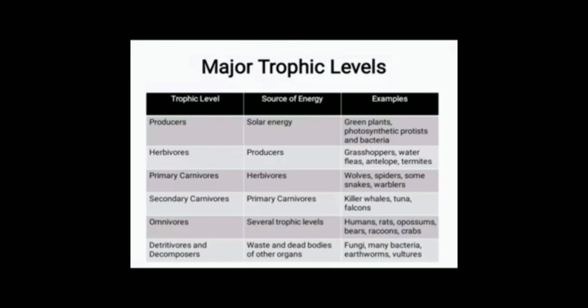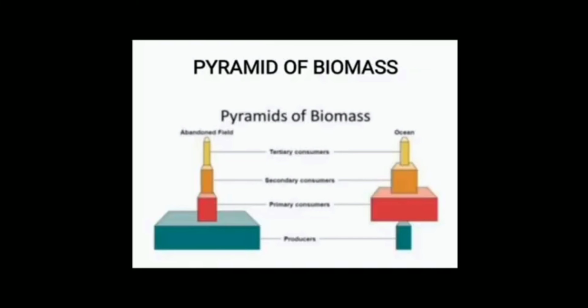Omnivores occupy several trophic levels: humans, rats, opossums, bears, raccoons, and crabs. Detritivores and decomposers feed on waste and dead bodies of other organisms: fungi, many bacteria, earthworms, and vultures. Type of pyramid, biomass: abandoned field and ocean. The producers of the ocean are less than the producers of the abandoned field, but greater than the primary consumers, secondary consumers, and tertiary consumers.